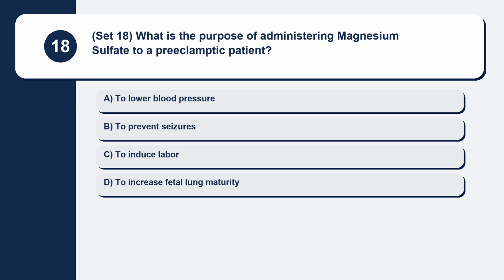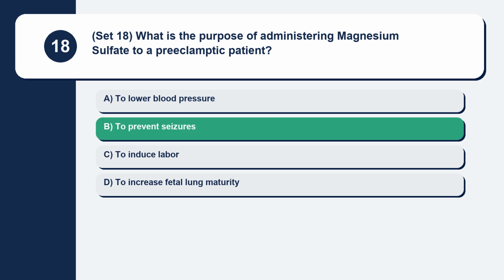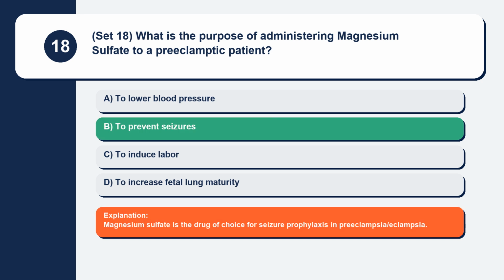Question 18. Set 18. What is the purpose of administering magnesium sulfate to a preeclamptic patient? To lower blood pressure, to prevent seizures, to induce labor, to increase fetal lung maturity. Magnesium sulfate is the drug of choice for seizure prophylaxis in preeclampsia/eclampsia.